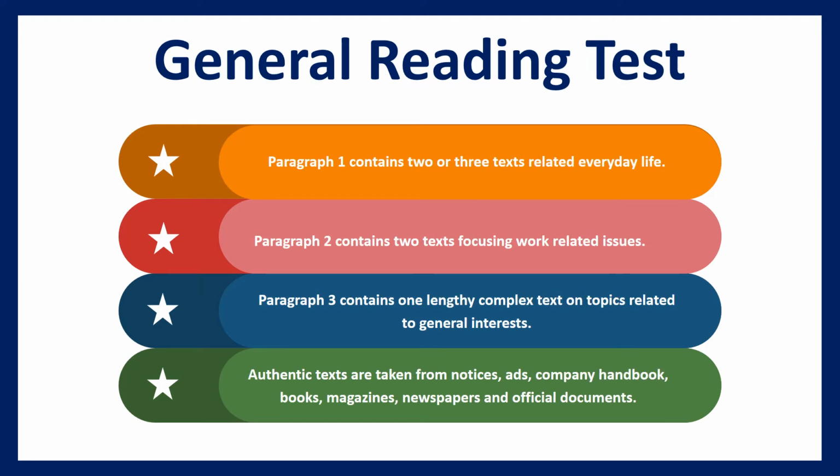In the general reading test, the first paragraph contains 2 or 3 texts related to everyday life. The second paragraph contains 2 texts focusing on work-related issues. And the third paragraph contains one lengthy complex text on topics related to general interests. Here, authentic texts are taken from notices, ads, company handbooks, etc.